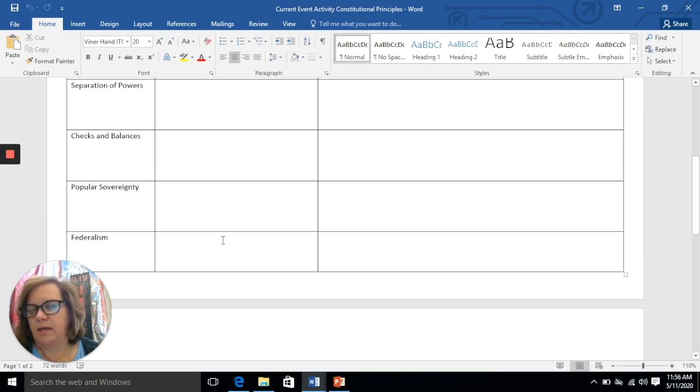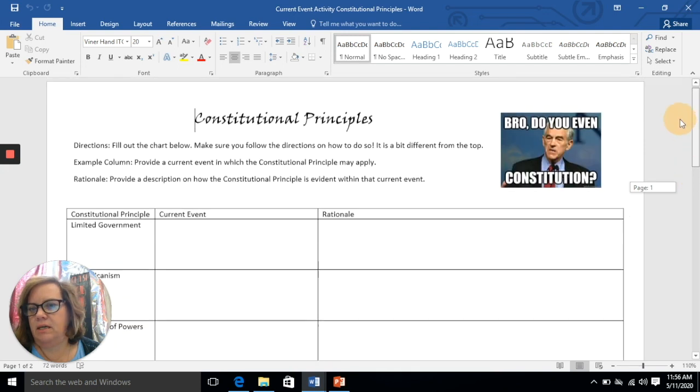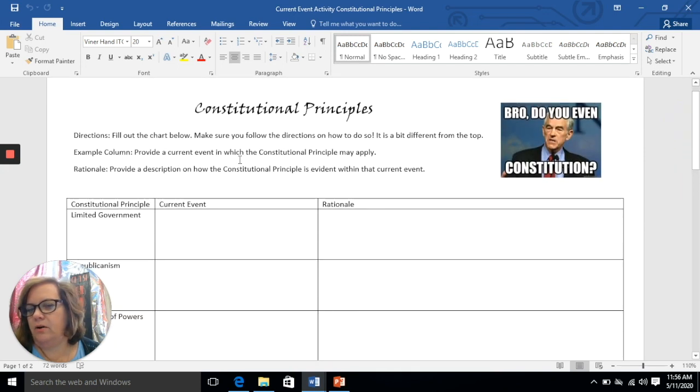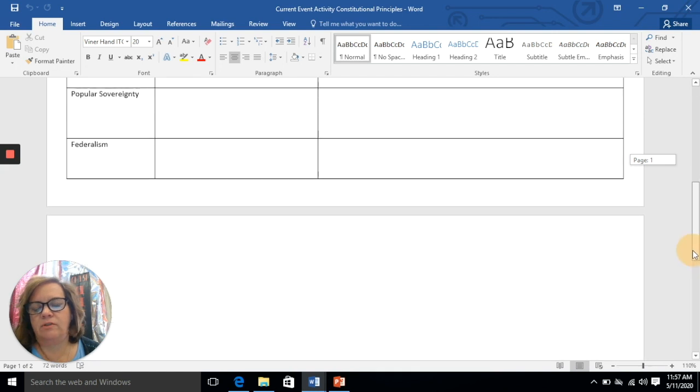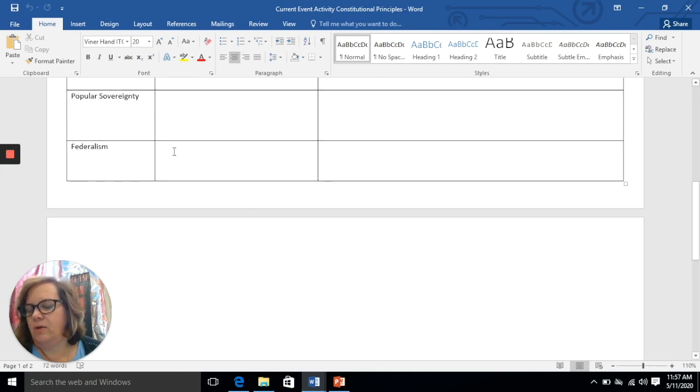And in the first blank, it's asking me to provide a current event in which the constitutional principle may apply. So I want to just give a brief synopsis of what that current event is about. Right now, I could have probably found stories where you have states at this moment trying to make decisions about whether or not they're going to open up their businesses after we have been in kind of a shutdown mode for COVID-19.